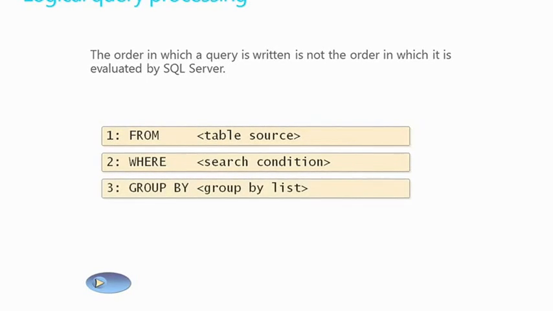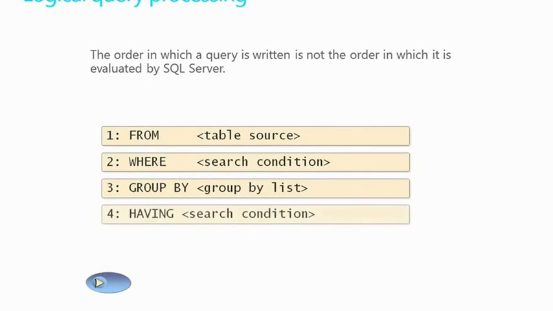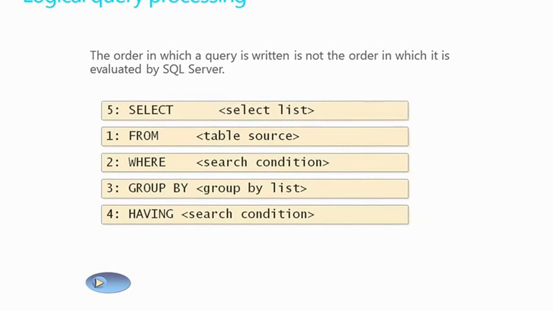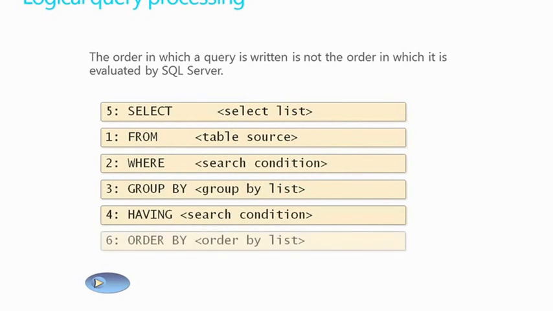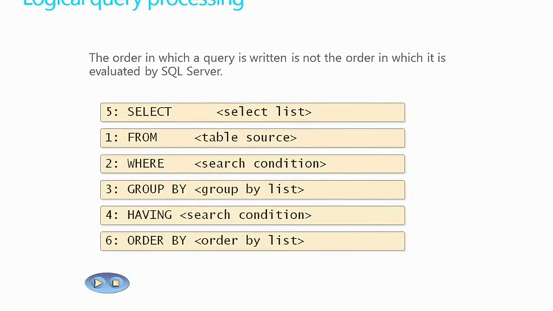So it actually begins with the from statement, and then it goes to the where clause. I'm just going to bring these up. You'll see them numbered here. Group by, having, and then it goes to the select. Oddly enough, the first thing that we write is the select, but that really isn't addressed until we get to step 5. And if there's an order by, that's executed last.